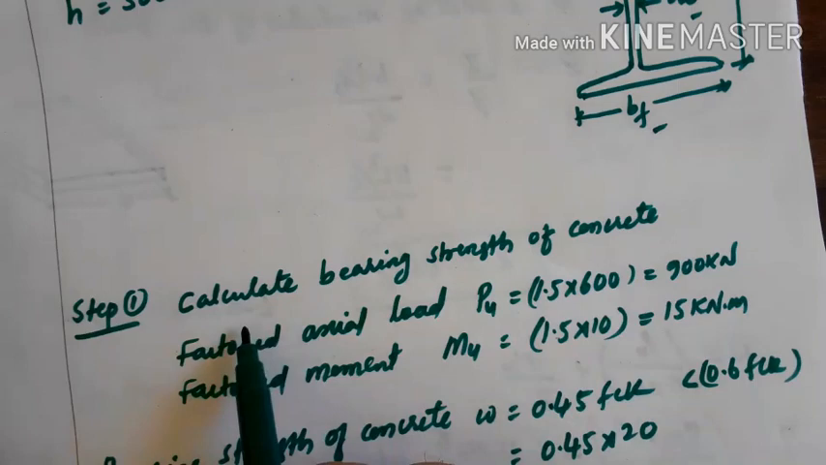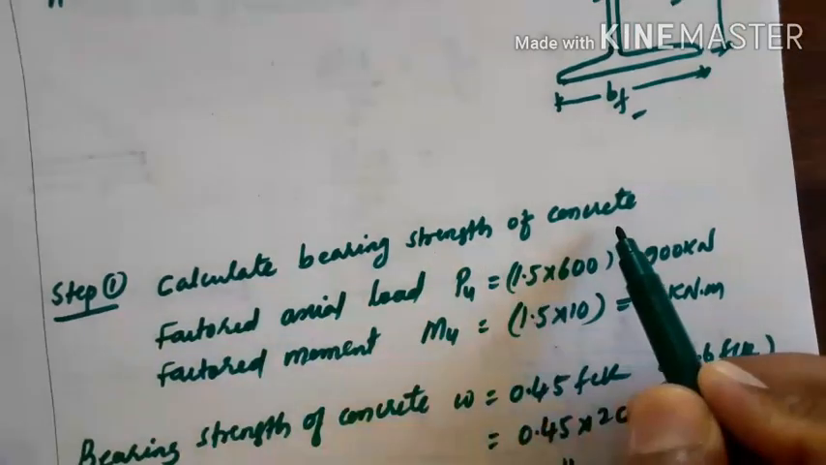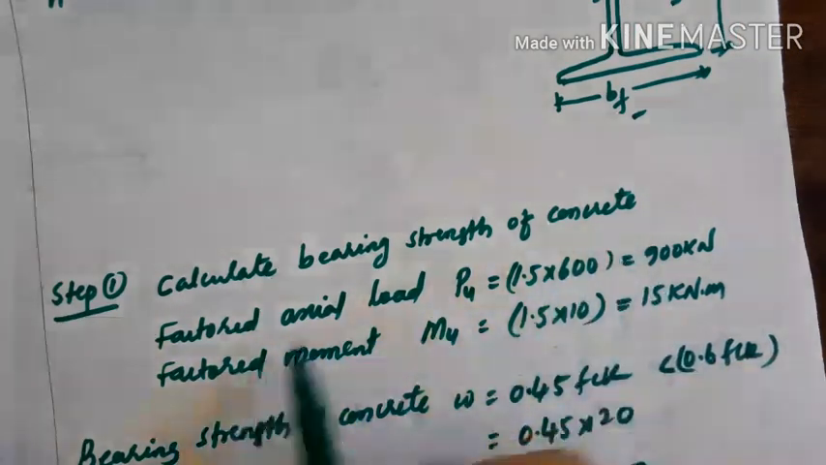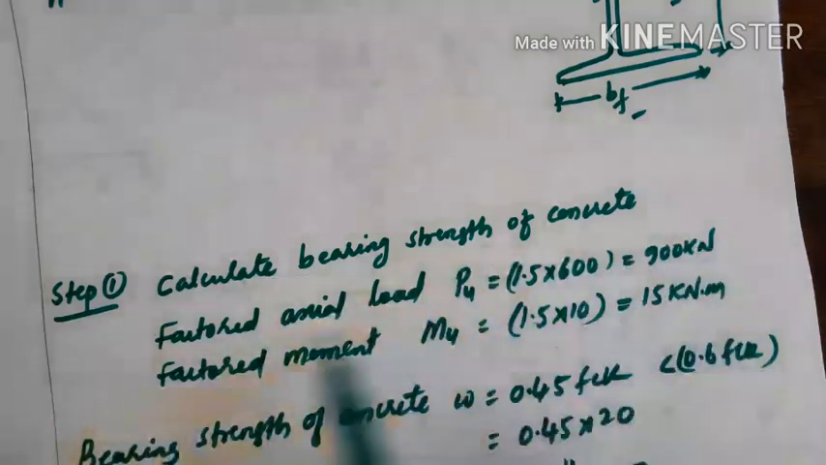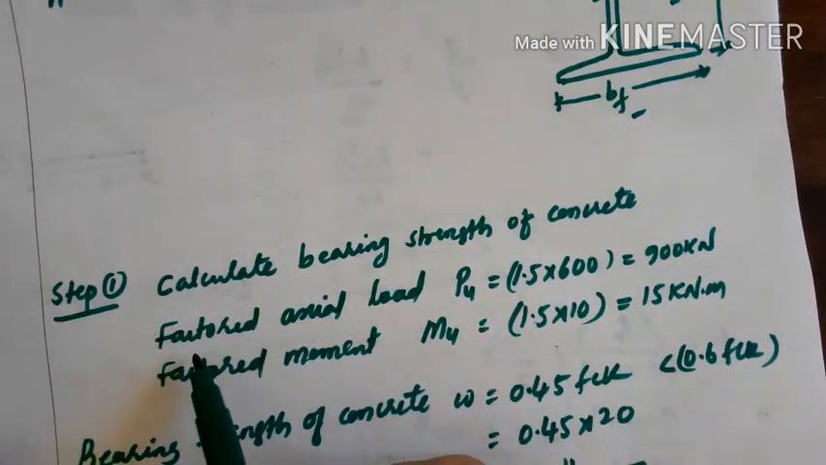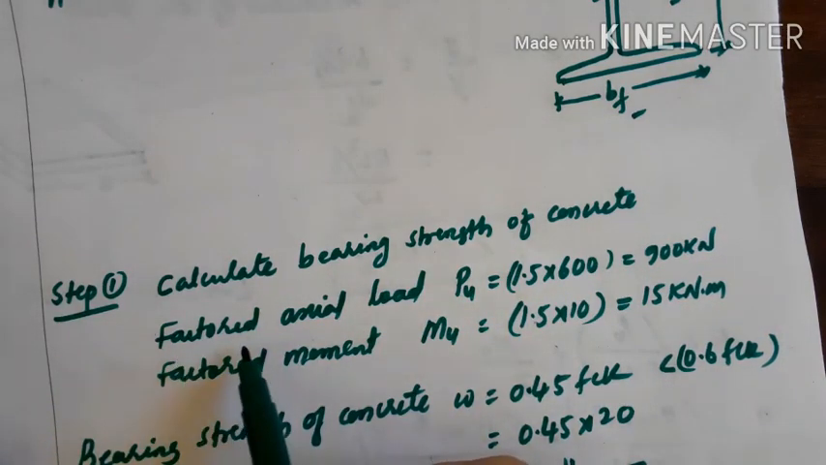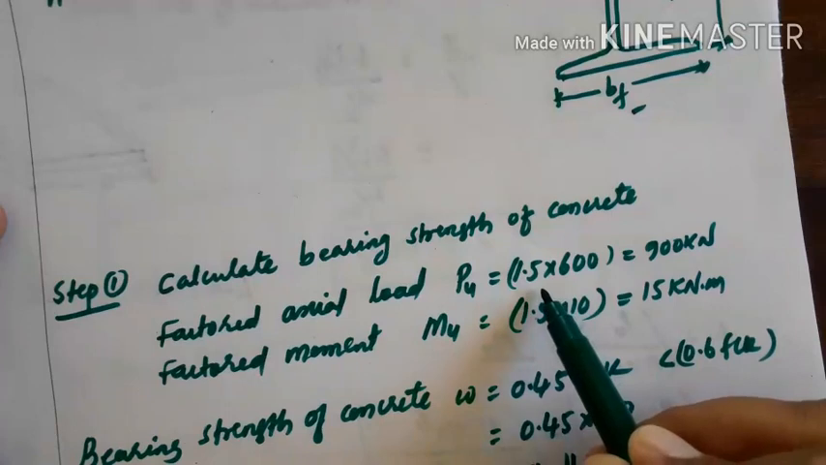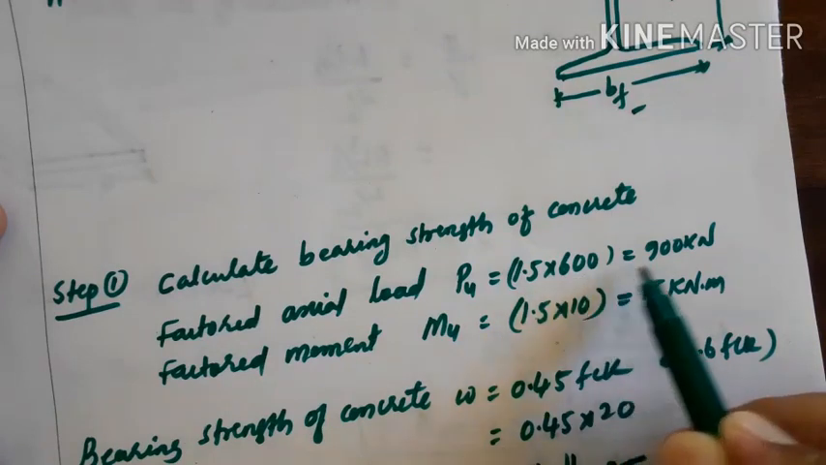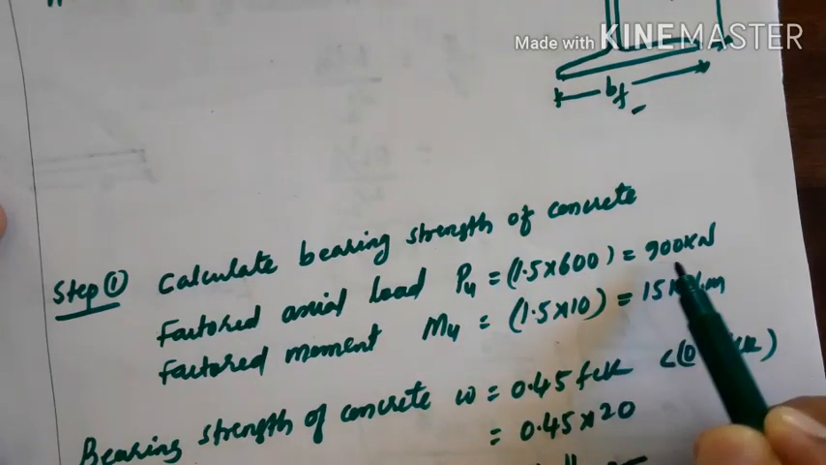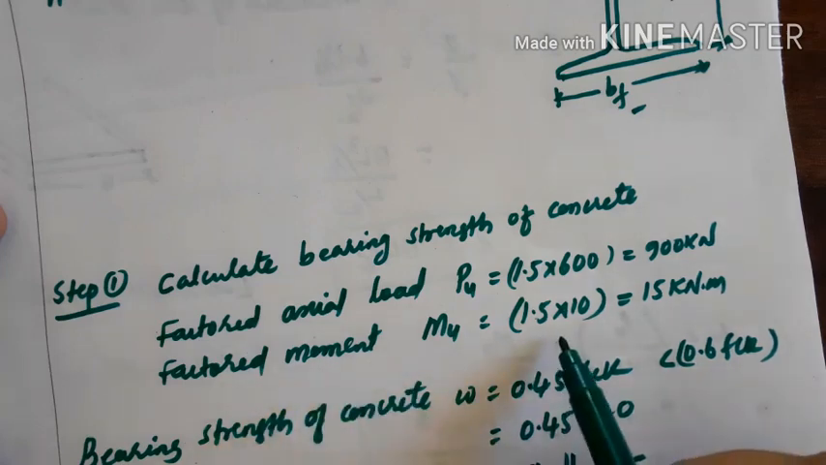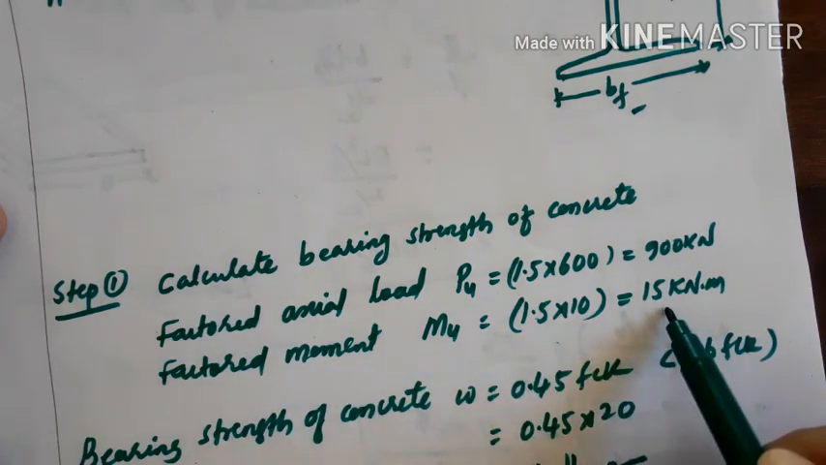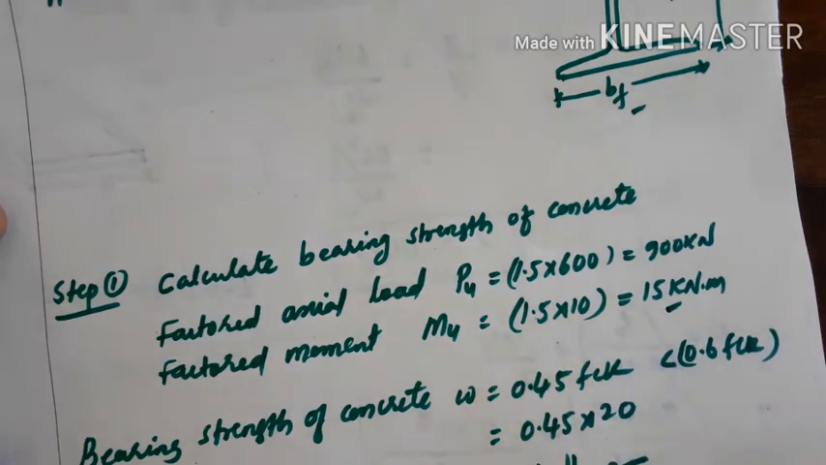That is, first you have to calculate the bearing strength of the concrete. To calculate the bearing strength of the concrete, first calculate the factored load. The factored axial load is 1.5 into 600, so 900 kilonewton you get. Then the factored moment, Mu, will be 1.5 into 10, that is 15 kilonewton meter.